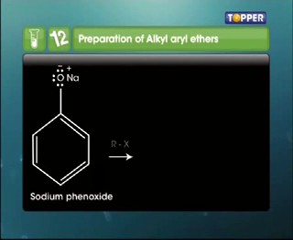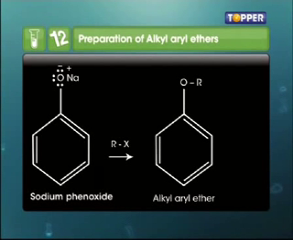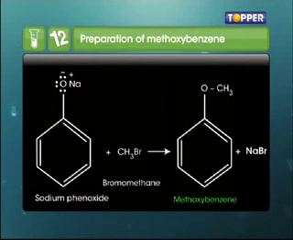Sodium phenoxide then reacts with an alkyl halide to form an alkyl aryl ether. For example, methoxybenzene is prepared using sodium phenoxide and bromomethane.